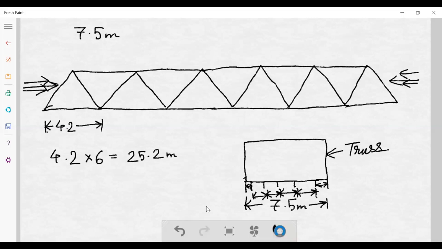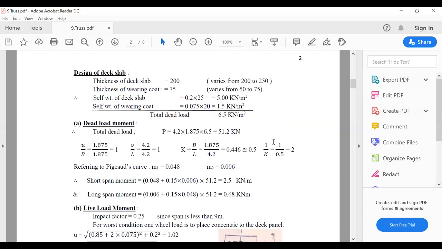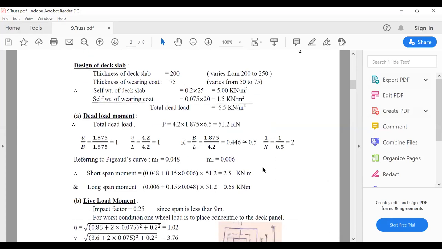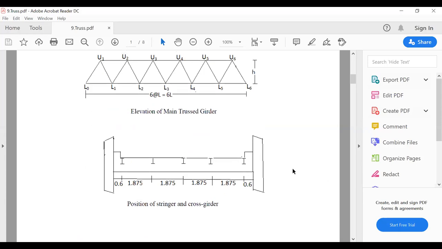So have you got my point till now? Have you understood till now? No, sir. If you have any doubt, you can ask. Okay.